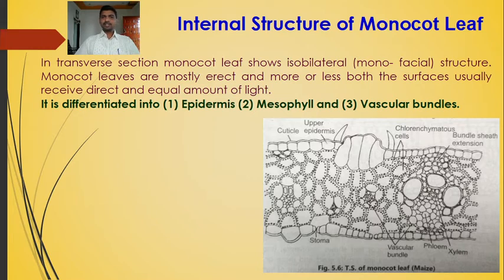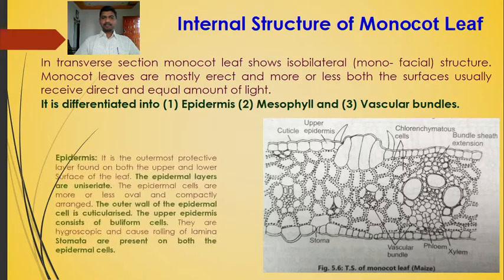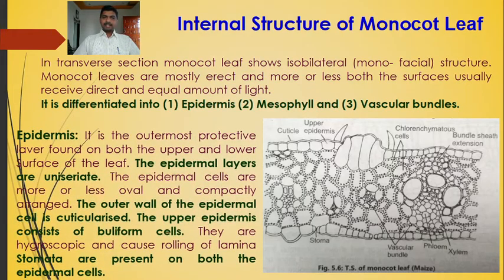In contrast to this, the monocot leaf shows an isobilateral or monofacial structure, because monocot leaves are mostly erect, and both the surfaces usually receive direct and equal amounts of sunlight. It is differentiated into epidermis, mesophyll and vascular bundles. The first layer is the epidermis. It is the outermost protective layer found on both the upper and lower surface of the leaf. The epidermal layers are uniseriate, these are single layered.